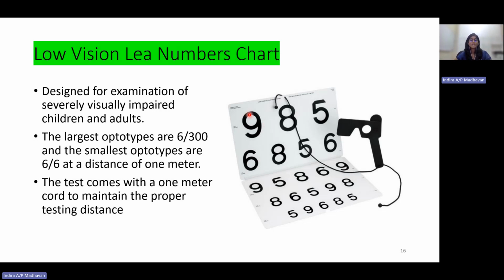But if you're able to get some VA of the patient, then you will know how much it has actually reduced or got better within the 6 months. So that is the reason why this low vision Lea numbers chart was developed. The largest optotypes are 6/1000, and this is not 6/6. If you flip the card, 6/6 you can find. So the chart is two-sided, and you can find it at the back. That will be the 6/6.